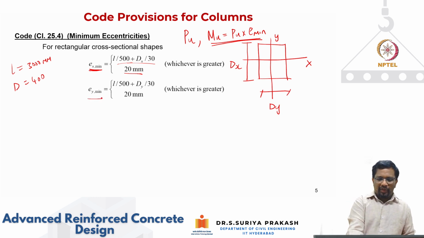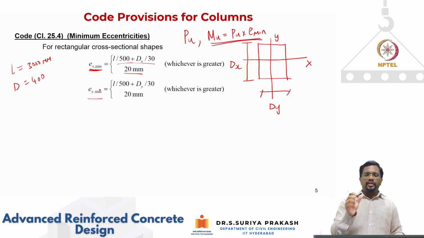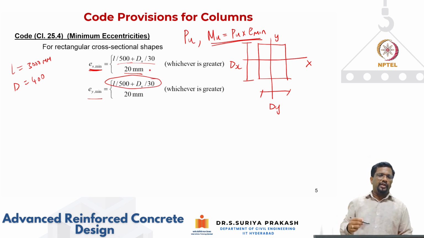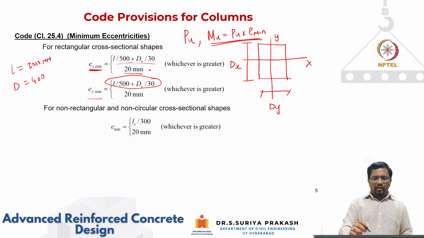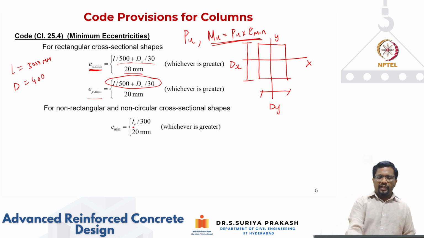Now similarly, ey minimum also we need to consider, that is taken here as L by 500 plus dy by 30. So for bending about the y axis, the minimum moment will be Pu times ey minimum. So in both the axes, for the minimum eccentricity about x and y, we need at least to take 20 mm. But if this value comes out higher than 20 mm, then we need to take that value for calculating the bending moment to be used in your design. If it is a non-rectangular or non-circular cross-section shape, then e minimum is taken as Le by 300 or 20 mm, whichever is greater.